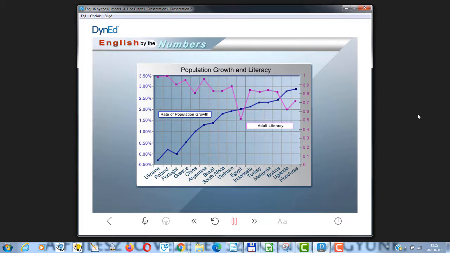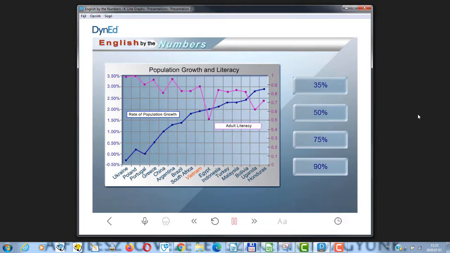For example, the percentage annual growth rate of Brazil is about 1.4%. Its literacy rate is 0.83 or 83%. For these countries, the graph suggests that countries with a higher literacy rate have a lower rate of population growth. About what is Vietnam's literacy rate? Yes, that's right. It's almost 90%.